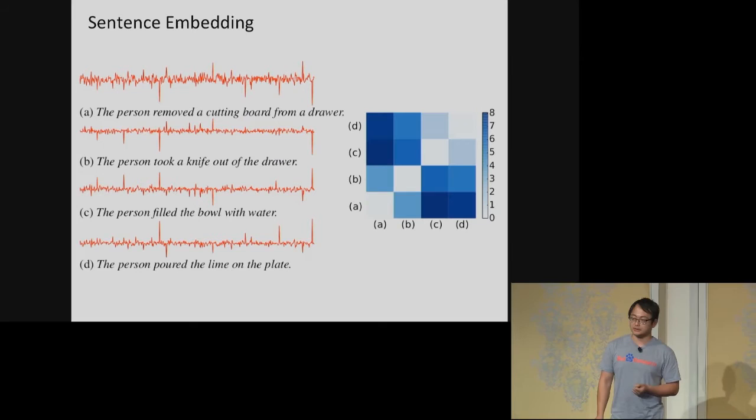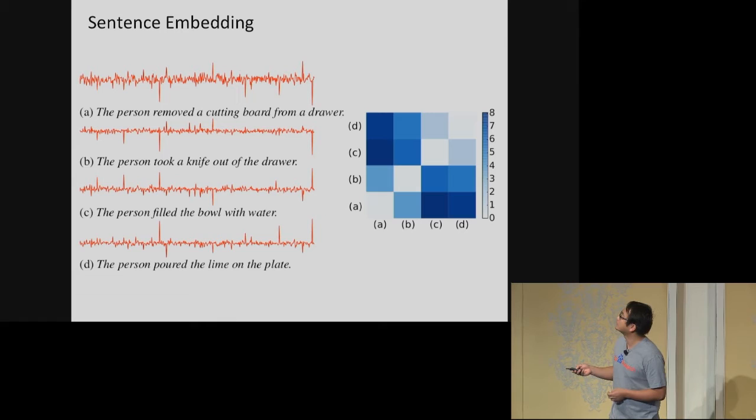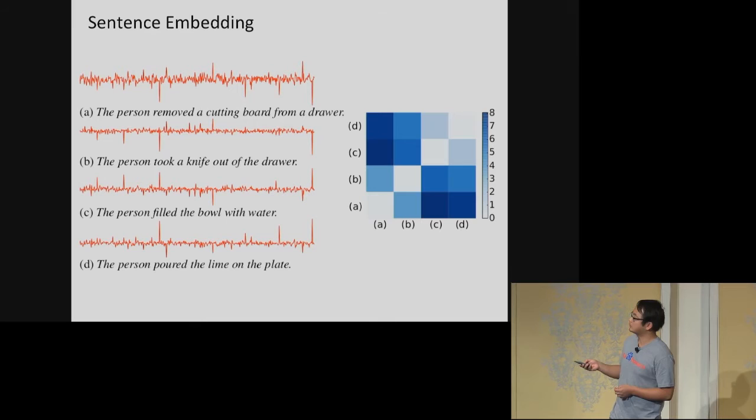And this is some example of our sentence embedding. We can see that sentences with higher correlations, for example, 'the person filled a bowl with water' and 'the person filled the lemon in place', have a small distance. But sentences that are different from each other have a large distance.